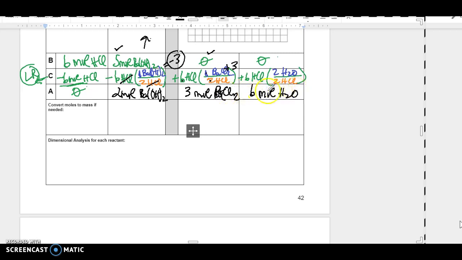And that should match what your graph says. If it doesn't match, that means you did not do it right. It has to match.